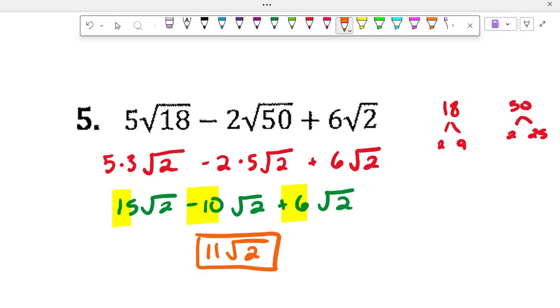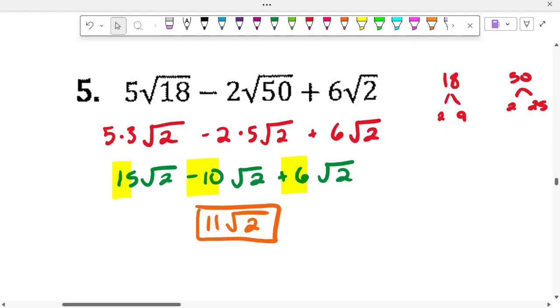All right, so someone raise your hand. Tell me what you got. 11 square root 2. Good. So that's exactly what I got.